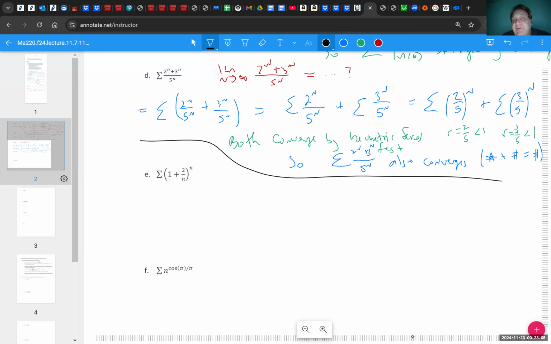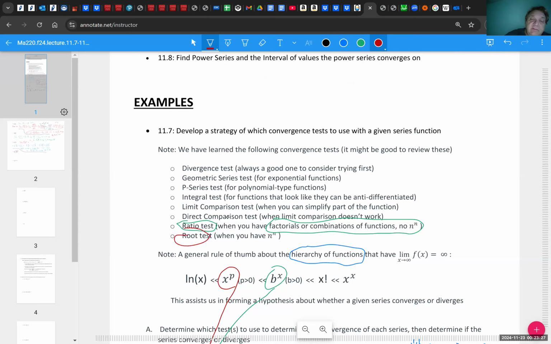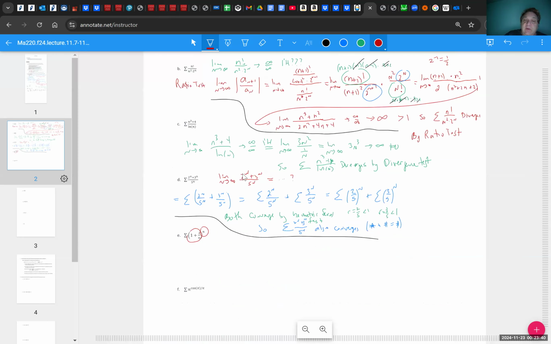Example E, we have 1 plus 2 over n to the exponent of n. Inside this lovely little series thing is a variable n, and it's raised to an exponent of n. So this is a variable thing raised to a variable thing. A variable thing raised to a variable thing is the root test. It's when you have n to the n. N to the n doesn't mean exactly n to the n. It means a variable raised to a variable type thing. So when you have an n type variable raised to an n type variable, then that's a great candidate for the root test.